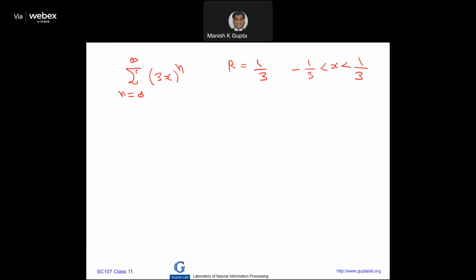Now, I have given one example. Anyway, you should have done it in the tutorial problems, but I'll give you some idea. I gave you questions like this: x raised to the power factorial n. Now, what is the radius of convergence here? Any guess? Wild guess?